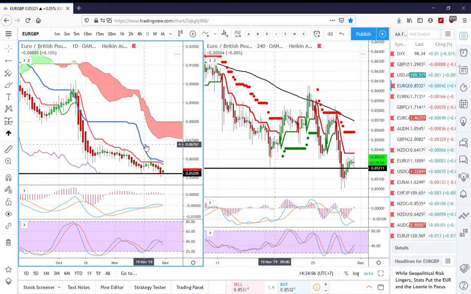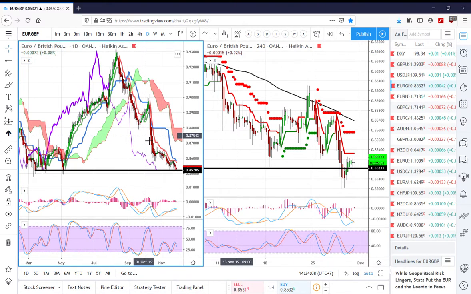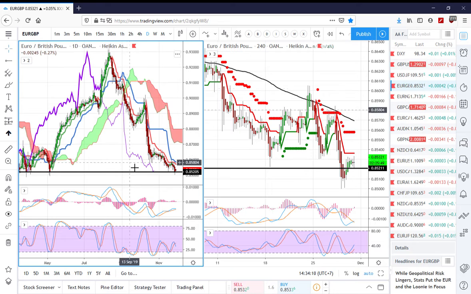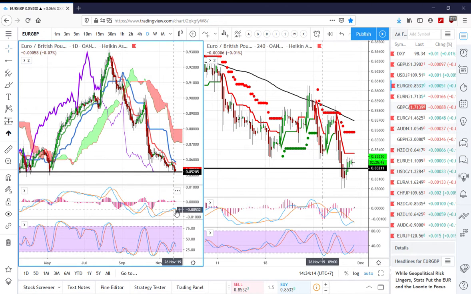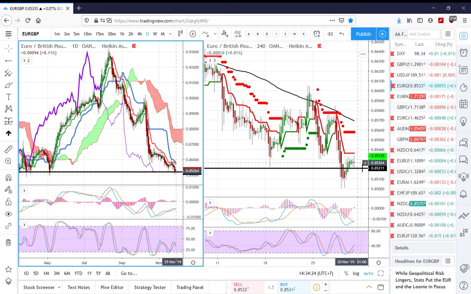Euro pound is on this key support here, very strong support there, so it's going to be interesting to see what that does. The MACD is converging up there, so it's going to be interesting to see if that support holds or not. It's just slightly below on the 4 hour here, and then it recovered that support again, so let's see what it ends up doing.